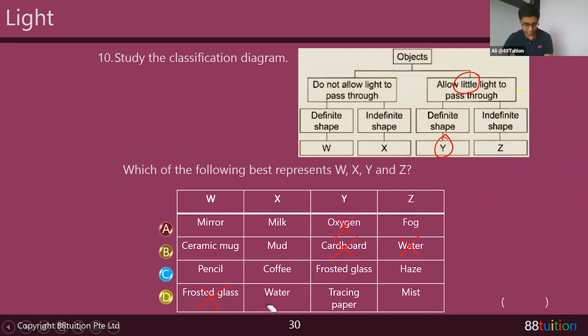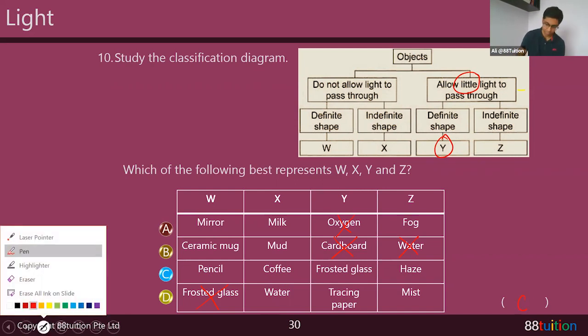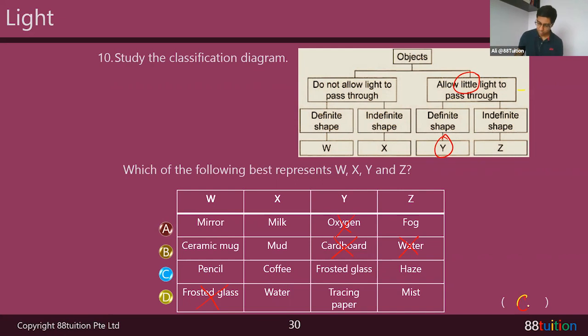Okay, so which one is the answer? Answer is C, right? Because that's the only one that doesn't have a cross. So let's double check the answer. Pencil, definite shape, does not allow light to pass through. Coffee does not allow light to pass through, but it's indefinite shape because it's a liquid. Here, frosted glass is definite shape, it's a solid. Here is the liquid. So when it's indefinite shape, it must be a liquid or a gas. When it's a definite shape, it must be a solid. And that's all. The rest, you know, very easy.